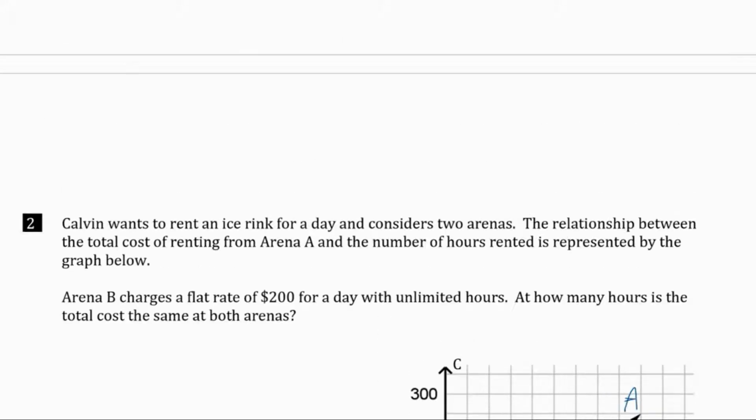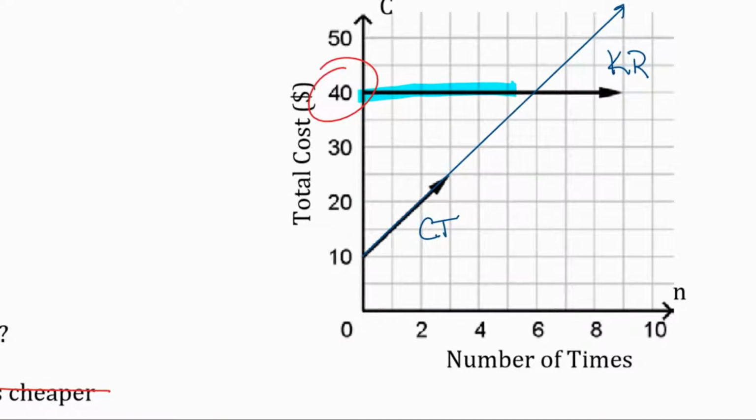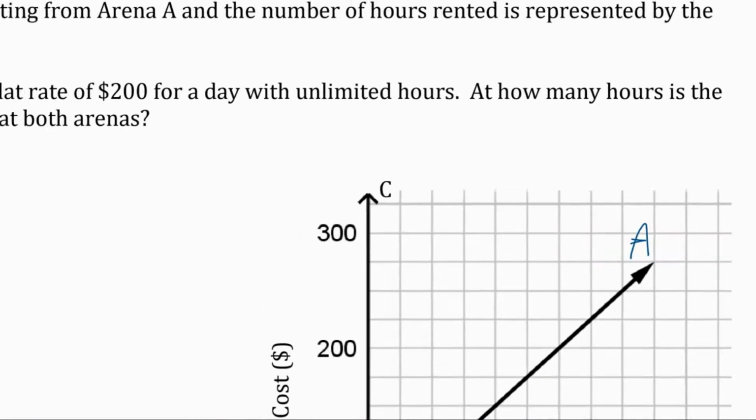Well, hold on. Let me go back up here for a second because something happened here that we haven't necessarily seen before. What does this flat line mean? It means no matter how many times you run the ad at the Kitchener Record, it's costing you $40. If I go 6 times, it's $40. 8 times, it's $40. No matter what, it's just $40. So this one doesn't have a cost per time you run it. It's just $40 flat.